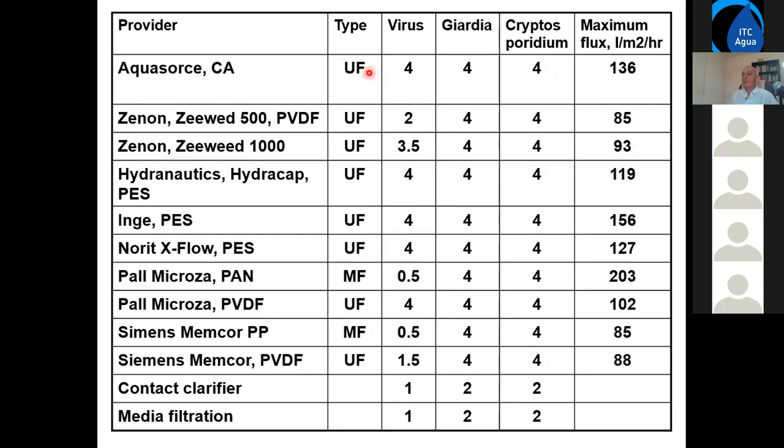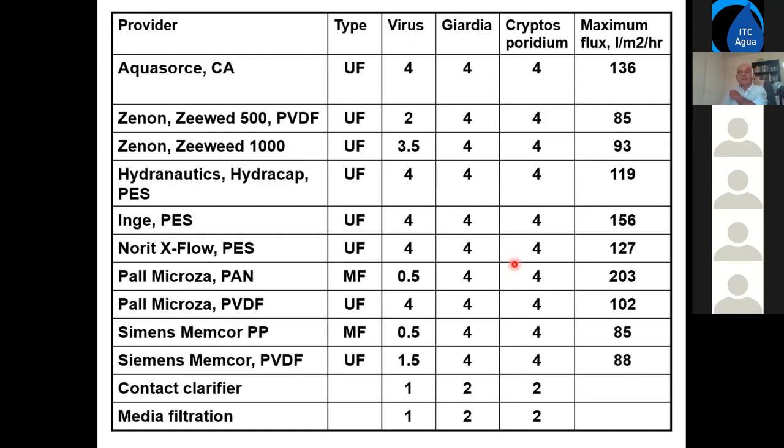For the UF, it's four across the board. For the MF, the virus is only 0.5, but everything else could be 4. What is interesting is that the contact clarifier, which has no membrane and no separation surface, has one log credit for virus and two log for Giardia and Cryptosporidium, the same as media filtration. What is interesting is that the RO has 0.